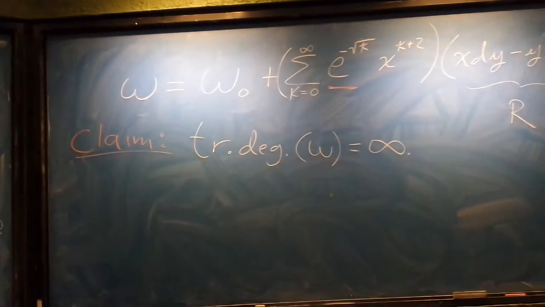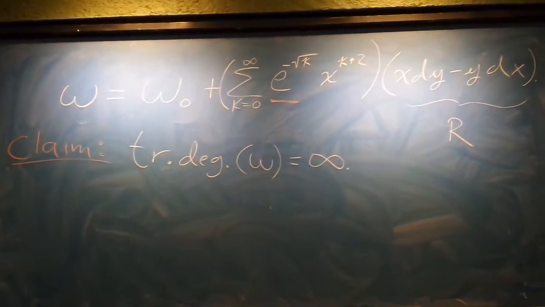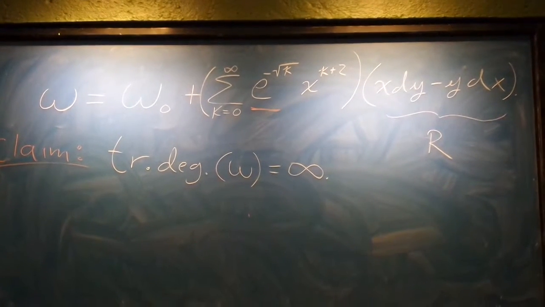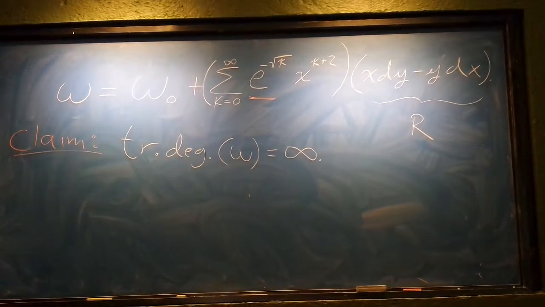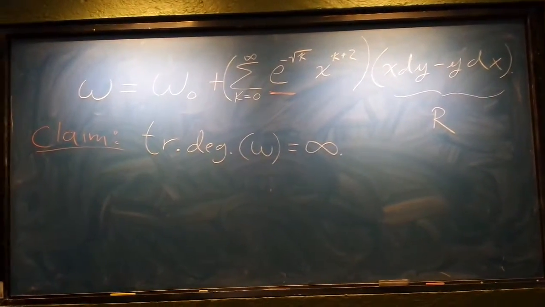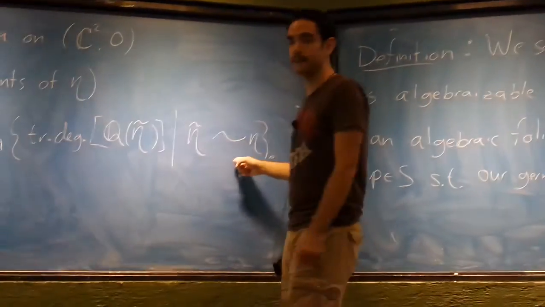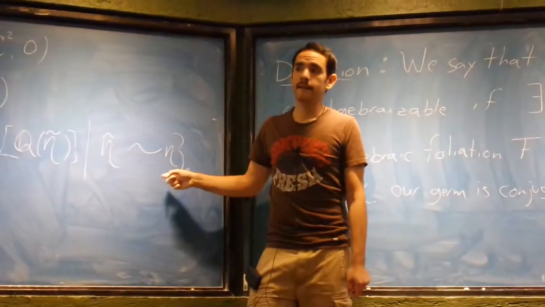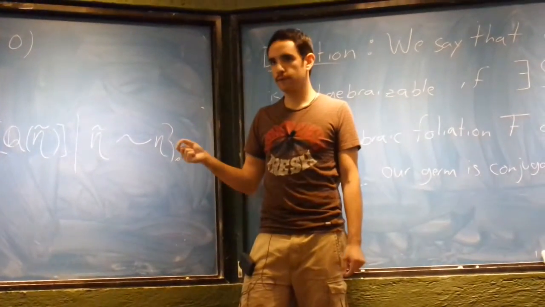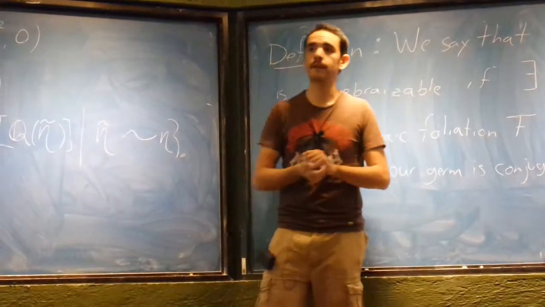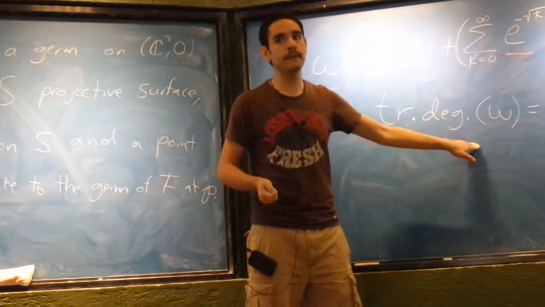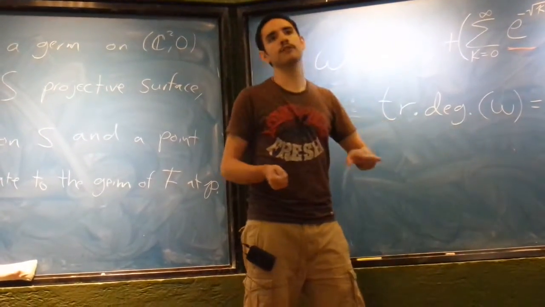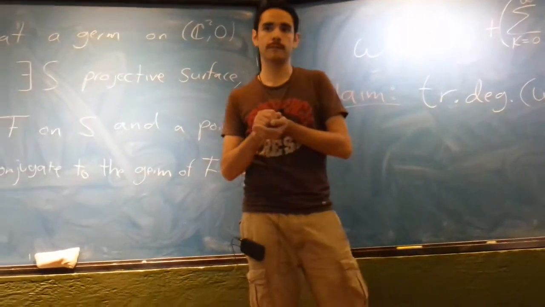Okay, so that's definitely something that I need to prove. It's by no means obvious, but is it clear what I'm trying to do here? Because of the way I define this transcendence degree, it is clear that any polynomial one form has finite transcendence degree. So as soon as I construct a one form of infinite transcendence degree, it will not be conjugate to any polynomial one form.